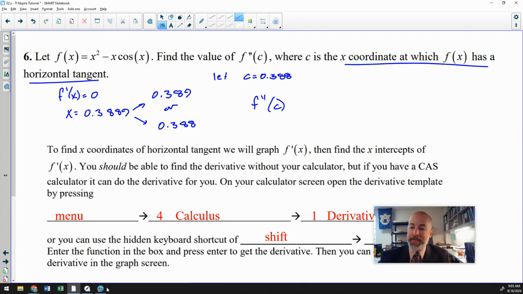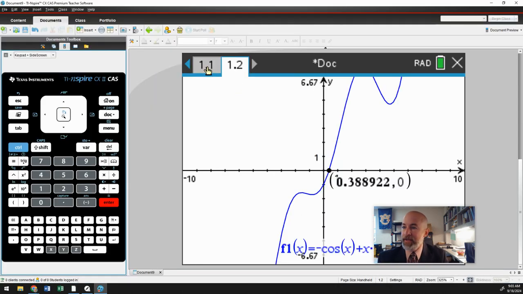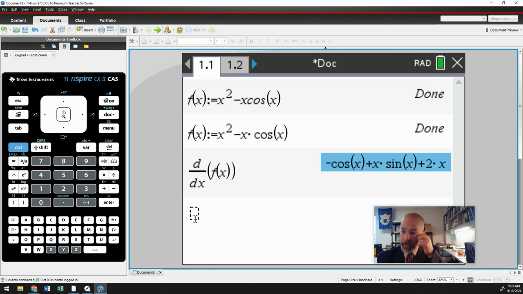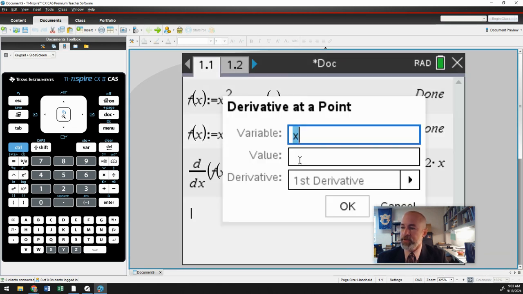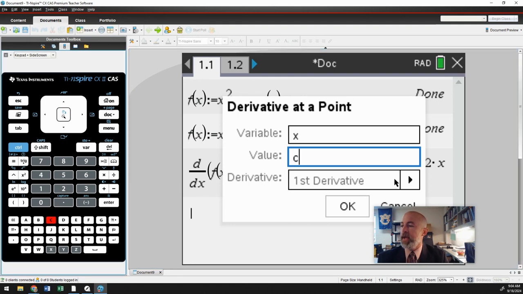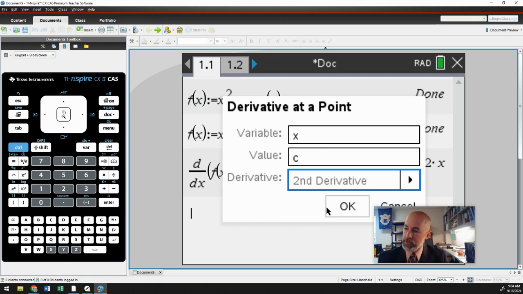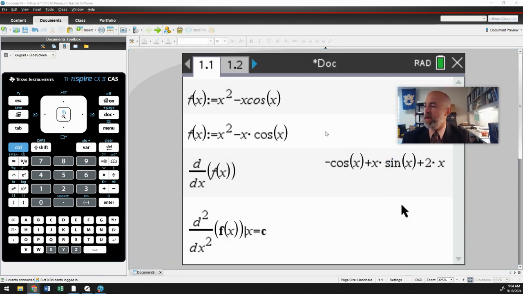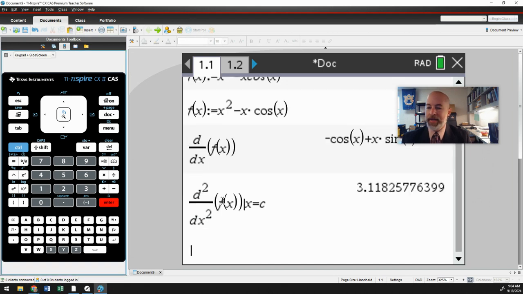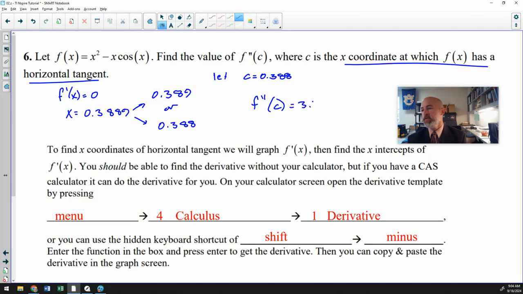Now I need to compute that in the calculator, and your calculator does have a derivative calculator, and you're expected to use it. So I'm going to go Menu, Calculus, derivative at a point. I'm going to use the variable x. I just stored the value for C, there it is. And this time I want to plug into the second derivative of the function I have already defined as f. I'm going to hit enter, and I have my answer right there, 3.118, and we are finally done with this problem.